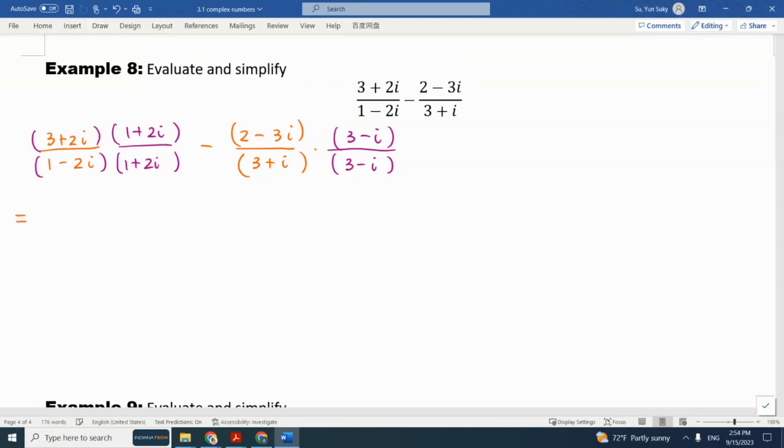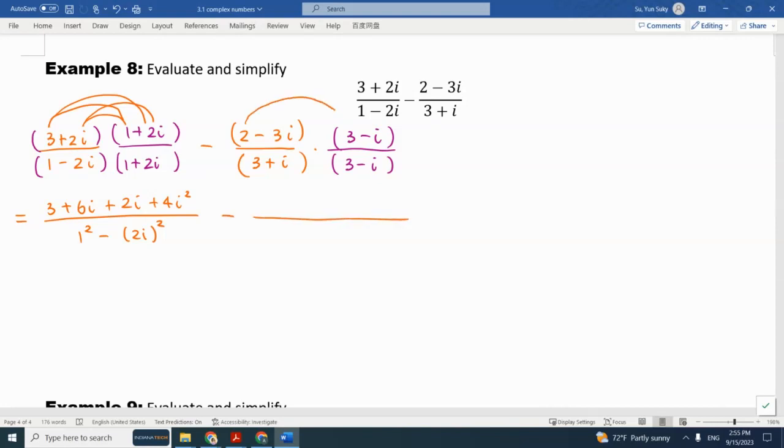Okay, look at the first one. Denise, right? Let's distribute. What's 3 times 1? 3 times 2i. 2i times 1. 2i times 2i. Yes. And next, Natalie, right? What is your denominator? Yes. Okay. Good. Let's continue.